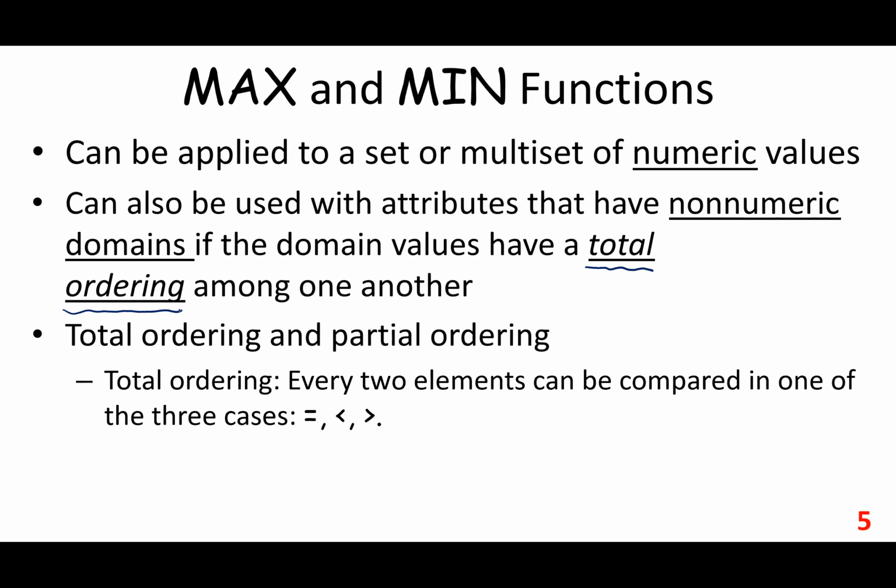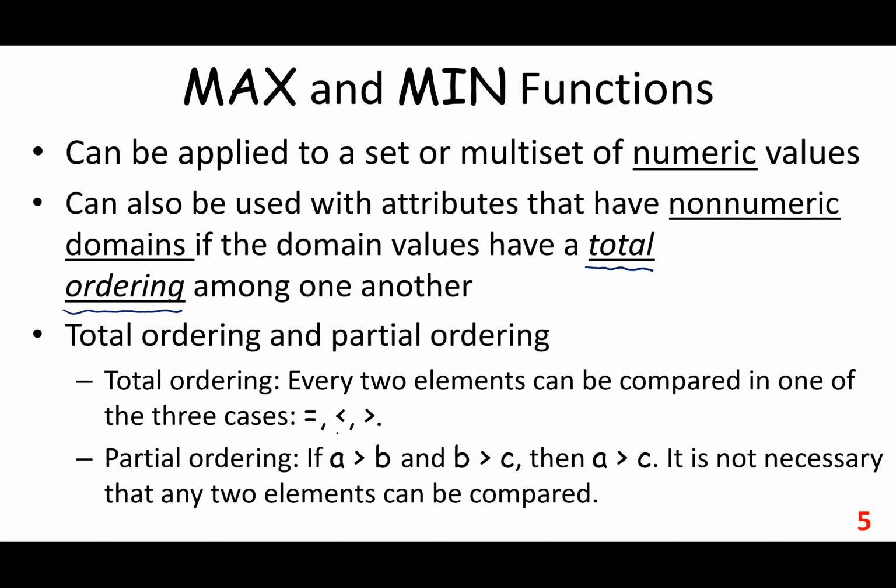So here I explain the meaning again. Total ordering: every 2 elements can be compared in one of the 3 cases. But partial ordering: if A is greater than B, and B is greater than C, then A is greater than C. The transitivity property is available. But it is not necessary that any 2 elements can be compared.